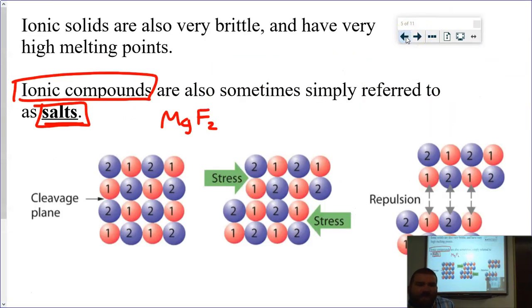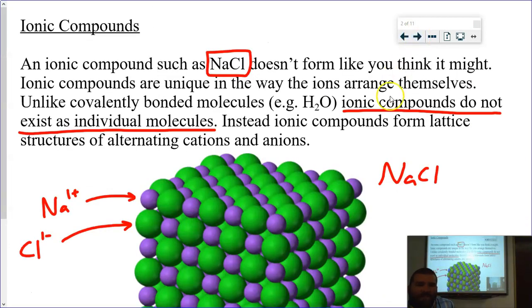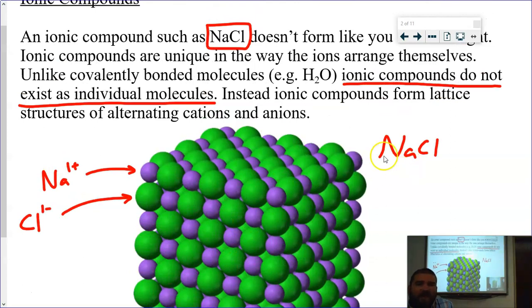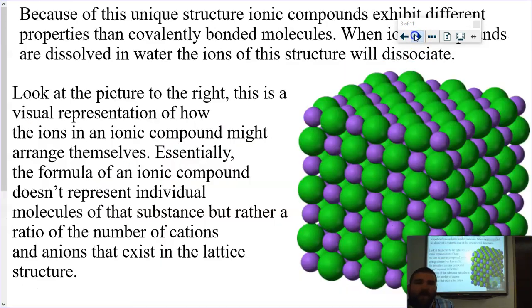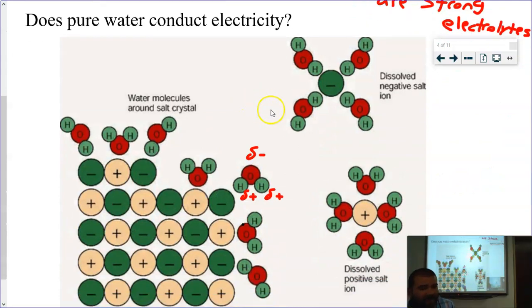Okay, this is the end of 2.3 right here. Big takeaways are this. Ionic compounds do not exist as individual molecules. They exist as these big structures, these lattice structures. When I say a formula for an ionic compound, this is representing the empirical formula. This is a ratio. For every 1 sodium in this structure, I have 1 chloride in this structure. Other big takeaways. When ionic compounds are dissolved in water, they are strong electrolytes, meaning they conduct electricity. Pure water does not conduct electricity.